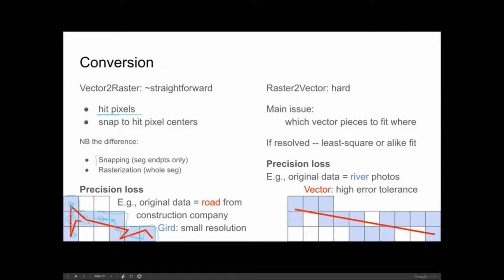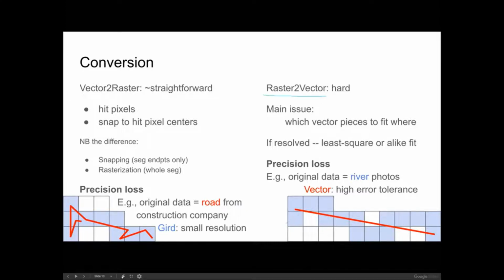There's also a difference between snapping only the endpoints of the line versus snapping the whole segment or the whole road. Anyway, that's how you can change vector data to raster data, by just looking at the pixels through which the line goes. And on the next slide, we will have a specific example of how it can be done. So changing the raster format to vector is a more complicated thing.